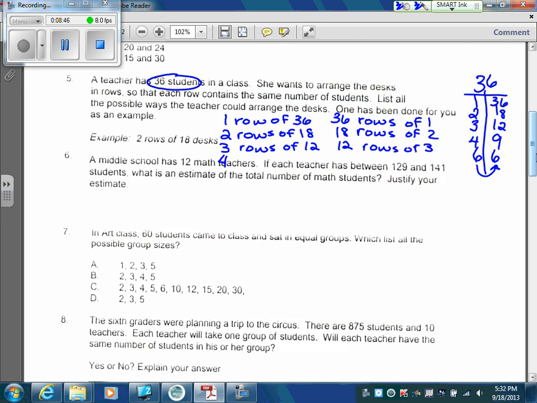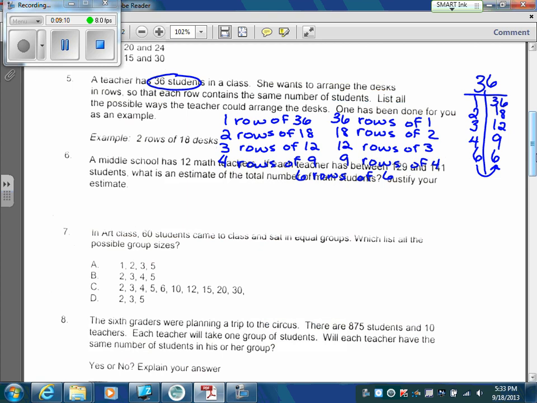I could have 4 rows of 9. I could also have 9 rows of 4. And then the last one, I only have to say it once. I could have 6 rows of 6, because that would work either way. So those are all the ways that I can break up that many desks in a room for students.